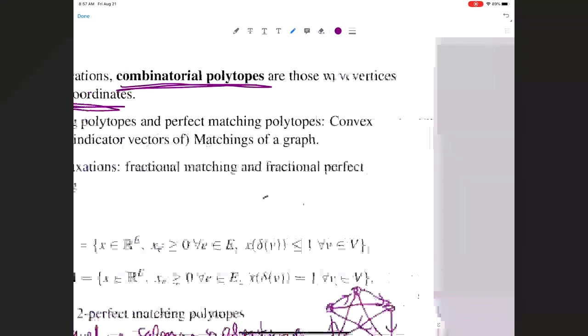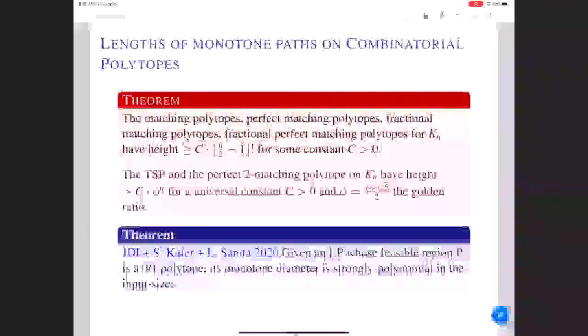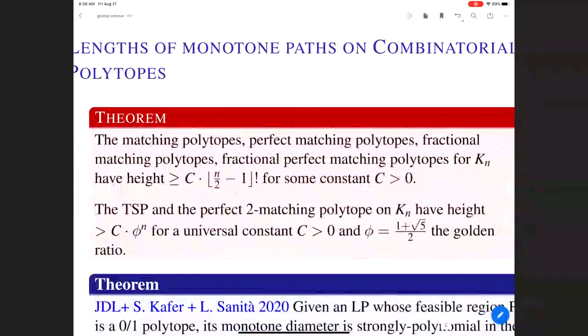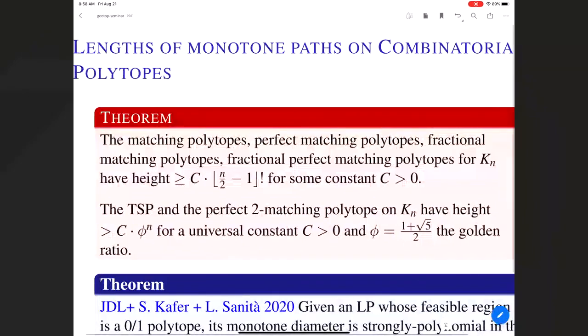Now, first of all, I'm going to show you a nice theorem. The first part of the theorem is that many of these polytopes have very, very long height. In other words, there are exponentially long paths. There are objective functions C for which the matching polytopes, the perfect matching polytopes, fractional matching polytopes, the traveling salesman polytope, the perfect two matching polytope, all of these have exponentially long monotone paths. So for some objective functions, you will find very, very long monotone paths. If you are not careful when you run your algorithm, you might get really lost, right?